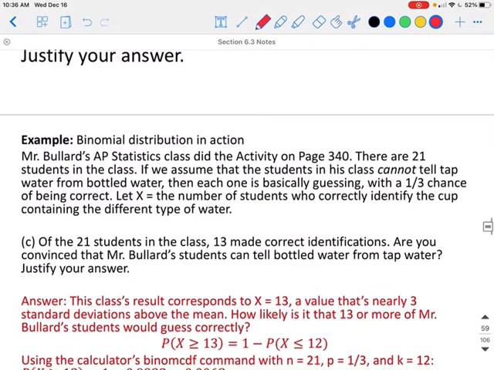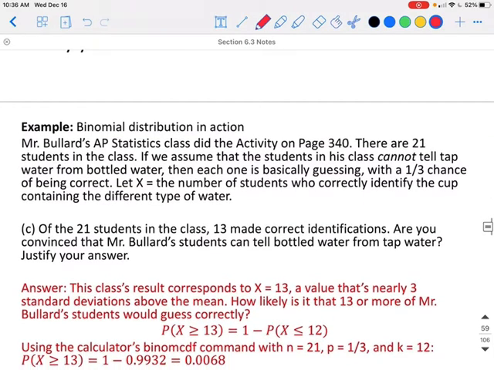to 12. Now we know that the number of trials is 21, the probability of success is 1/3, and the number of times that they are successful, if we're looking at just x is less than or equal to 12, would be 12. So you can do that on your calculator, or remember you can do that by hand. So we are doing 21 students. We're choosing 12 of them to get it correct. The probability of success is 1/3, and that would be 12 of them.